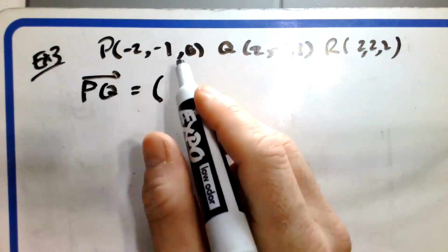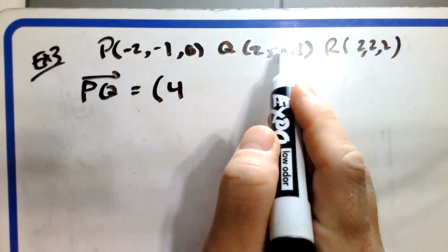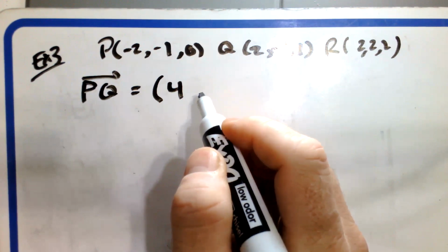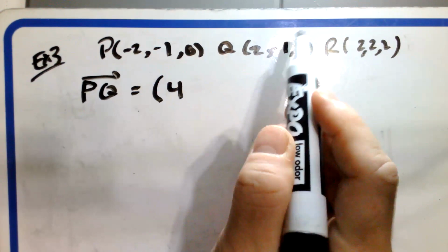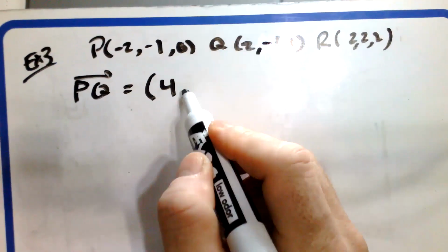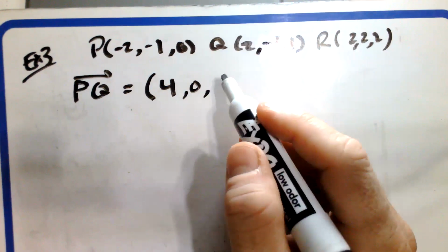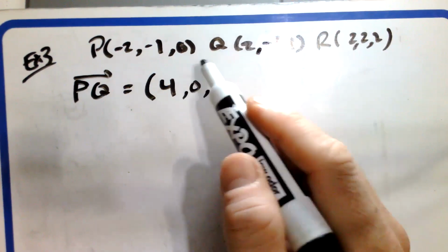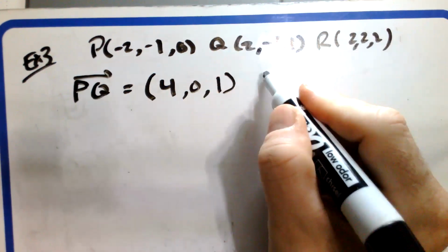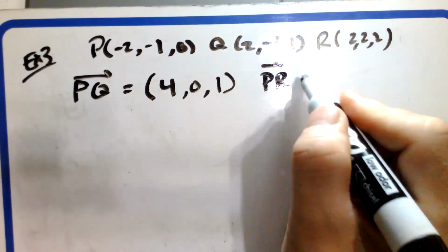So 2 take away -2 gives me 4. 1 take away -1... Oh, this is a -1, and this is, oh, that's a -1. That looks funny. There we go. -1 take away -1 gives me 0. And what else do we have? 1 take away 0 gives me 1. Okay, so there's my vector PQ, and then PR is going to be the same thing.